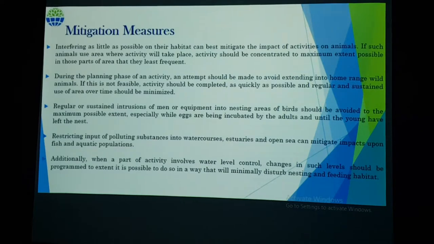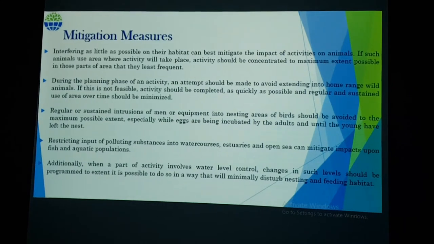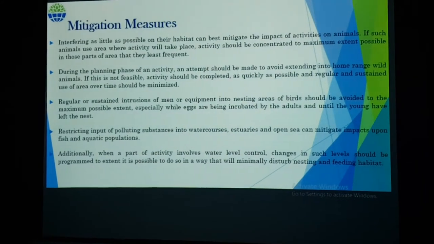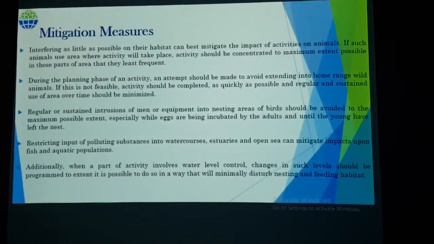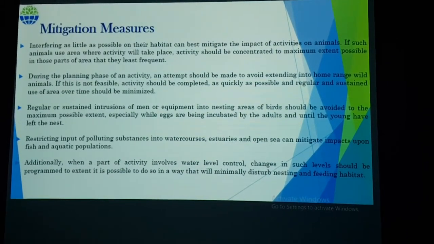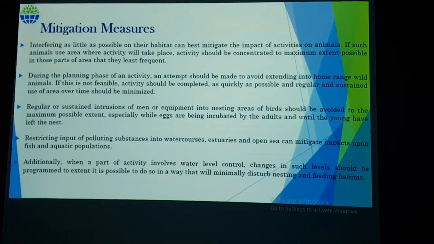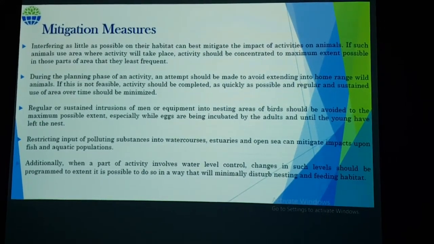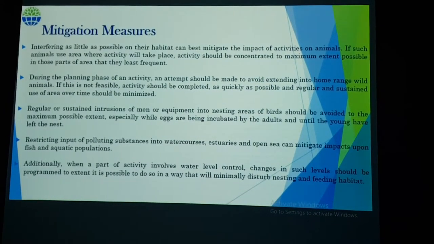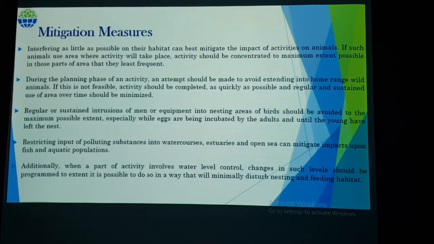So for mitigation, after assessing all the impacts, the regular intrusions of men or equipment into the nesting area of birds should be avoided. Restricting the input of polluting substances into the watercourse, water body, estuary or any open sea can mitigate the impact upon fish or aquatic populations. During the planning phase of an activity, an attempt should be made to avoid extending into the home range of wild animals. Additionally, when a part of the activity involves water level control, changes in such a level should be programmed to the extent possible.